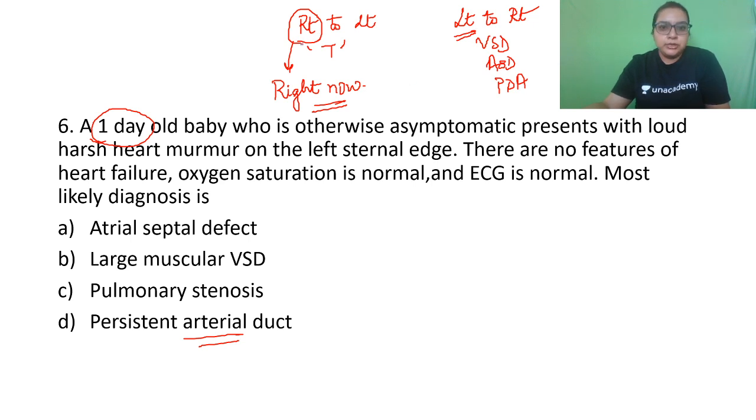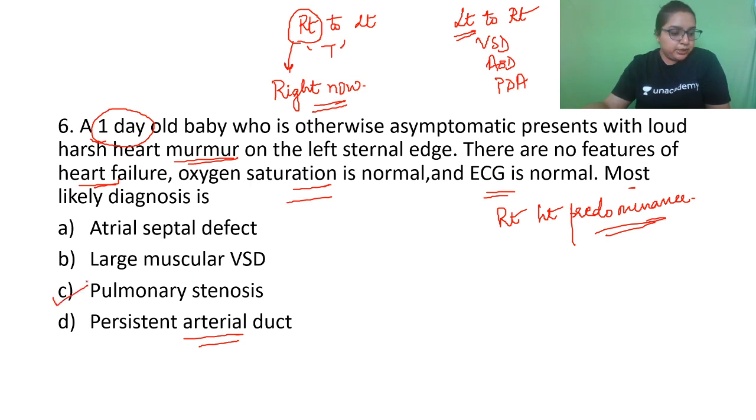So mostly this has to be some form of a cyanotic heart disease, because on day one itself he has a large murmur on the left sternal border. Now the biggest thing is there are no features of heart failure also. Murmur is there, heart failure is not there, saturation is also normal, ECG will not show anything, there is a right heart predominance in a newborn. Correct. So most likely diagnosis over here is pulmonary stenosis.